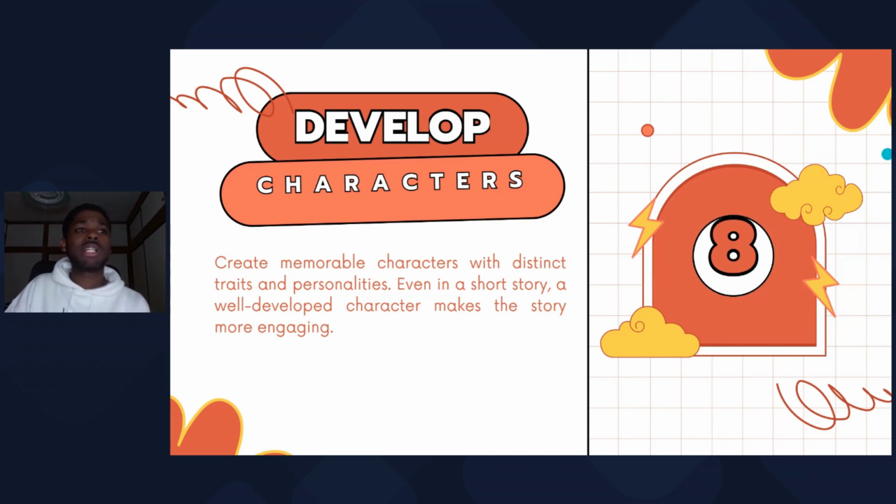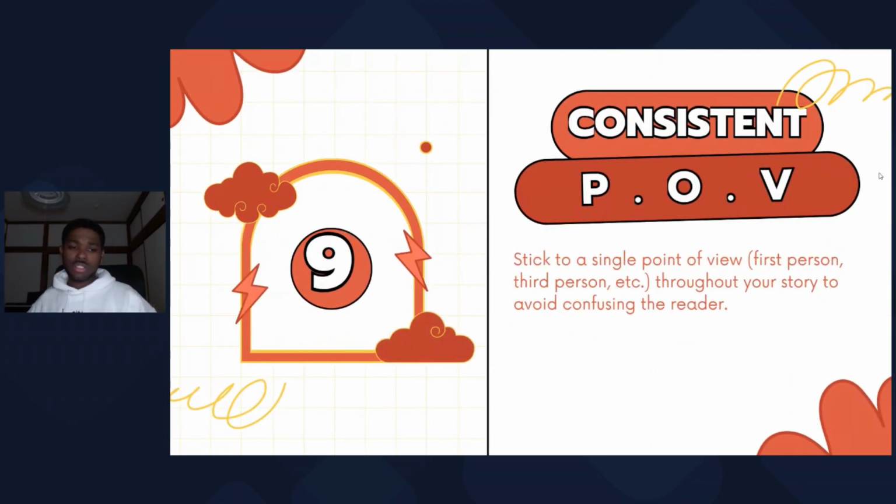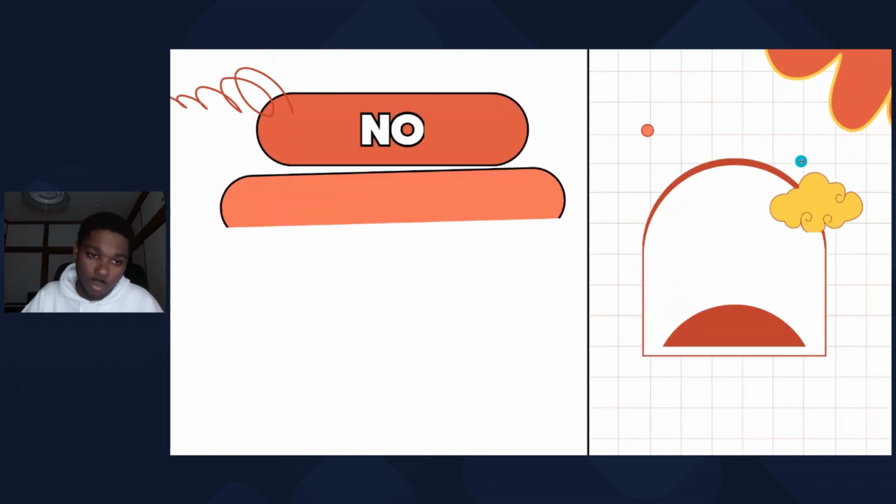All right, tip number 9 for story: use a consistent POV, point of view. Stick to a single point of view. If your story is in first person, I this, I that, we, stick to that. If you're writing in third person, he, she, they, stick to that. Don't switch. Don't start in I and then end up in he. Make sure you keep your POV consistent from beginning to end.